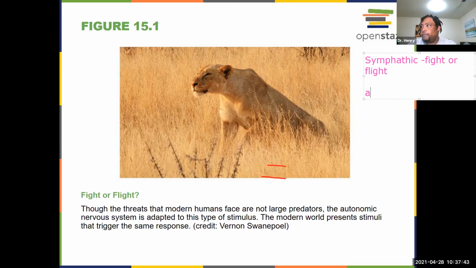And the parasympathetic division is going to be kind of rest and digest. Okay. And you kind of think about this, right? Think about you as an individual and think about how it pertains to you.